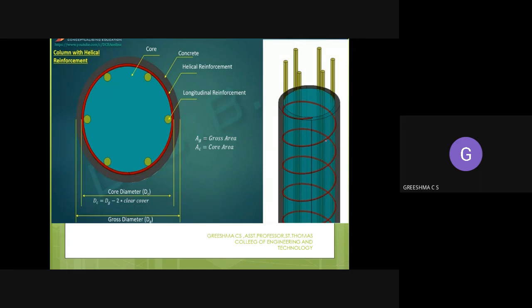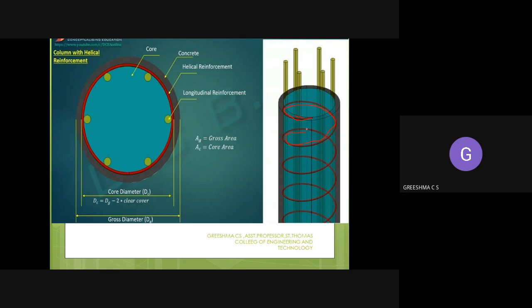Okay, so this is the lateral tie that you are seeing. Can you see this? This lateral tie that you see is spiral in shape. That is, it is wound around the column in turns. This type of column is called a column with helical reinforcement or spiral ties. We call it spiral reinforcement or helical reinforcement. Okay, so understand it.